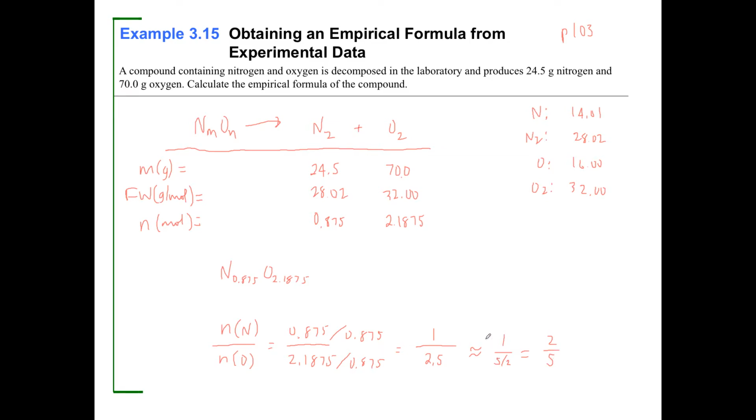All right, so this is a fraction issue. I think I'm going to leave off how I did that from this video. If you've got a question about that, then please do come to me. So it looks like the formula for this is N2O5.